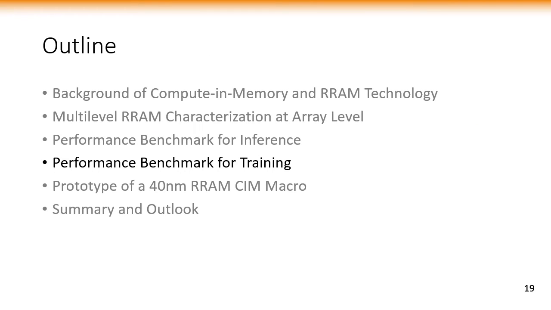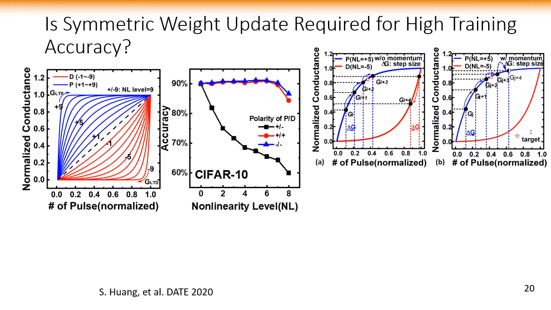Next, we are going to show the benchmark for the training, which is a more complex application than the inference. So there might be one question: is the symmetric weight update required for high training accuracy? So here, if we want to use the RRAM device as a weight element, we need to have multi-level states for the training, because training requires higher precision in the weight.